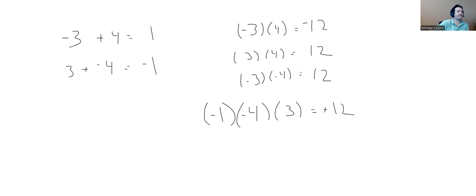Division works the same way. 8 divided by 2 is 4. 8 divided by negative 2 is negative 4. We don't see this too often, but if we do, negative 8 divided by negative 2, positive 4. Okay? Try not to overthink it.